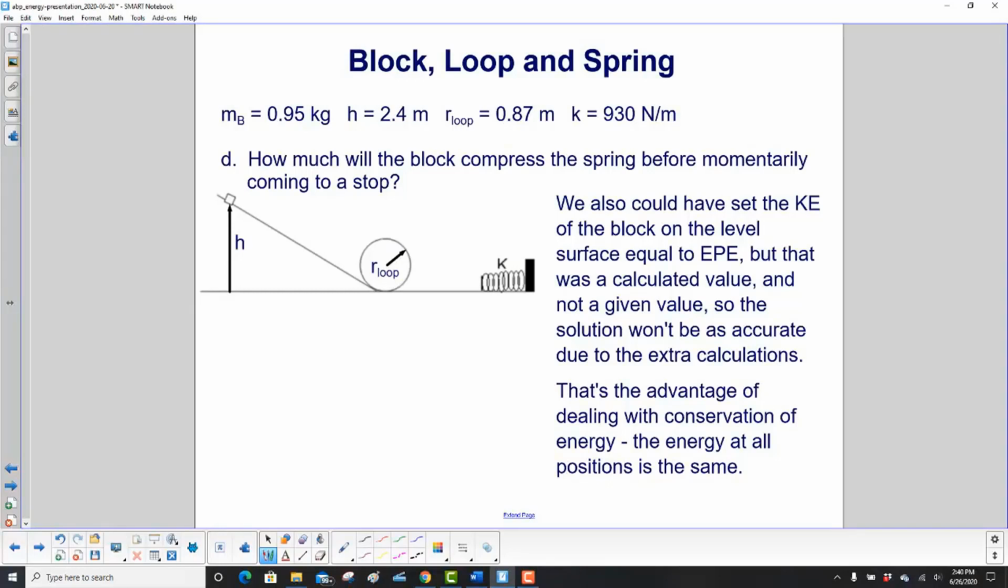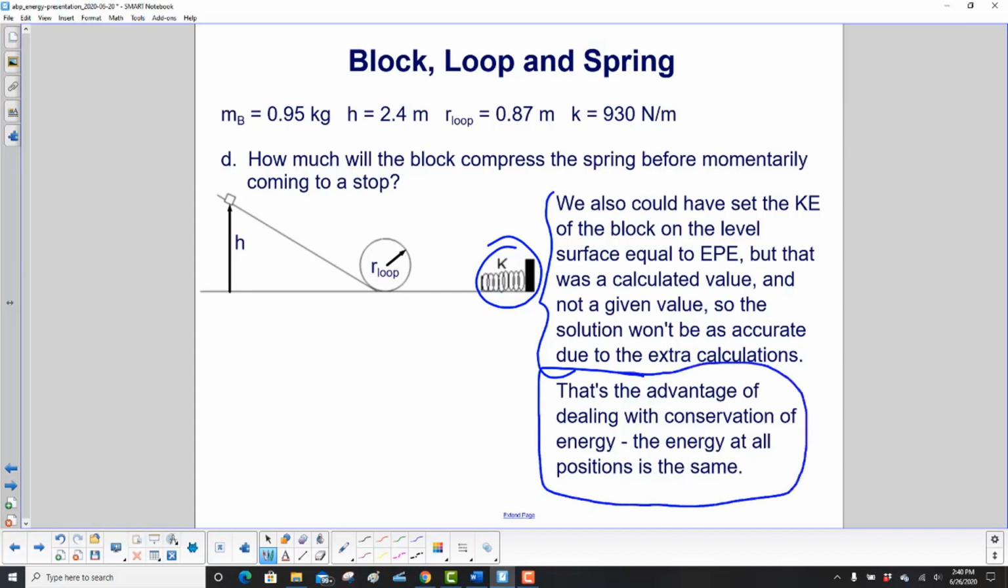And here I have printed out what I said on the previous slide. I guess I got too excited about talking about it. We could have set the KE of the block on the level surface equal to the EPE of the spring. But that was a calculated value, not a given value. So the solution won't be as accurate due to the extra calculations, and there's more room for a mistake. That's one of the many advantages of dealing with conservation of energy. The energy at all positions is the same, and you can use any position, whichever is more convenient for you to solve your problem.